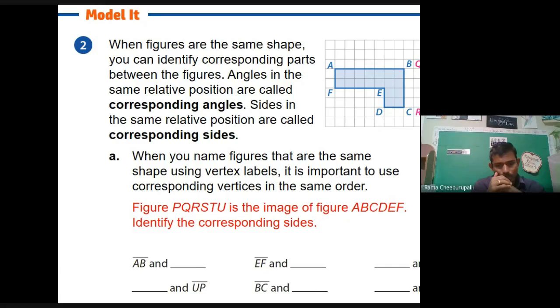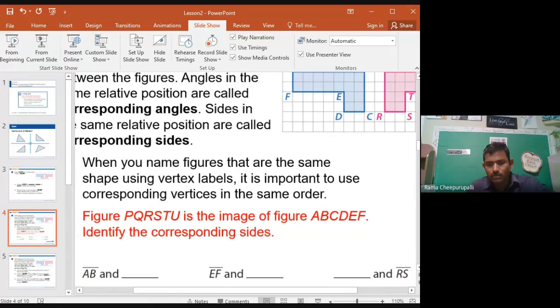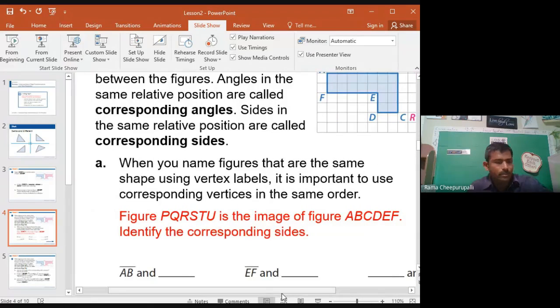When you're done with it, just put them in the chat box. Okay, when you're done with that question, please put them in the chat box to say that you're done with that. Use the chat box if you're done with that.